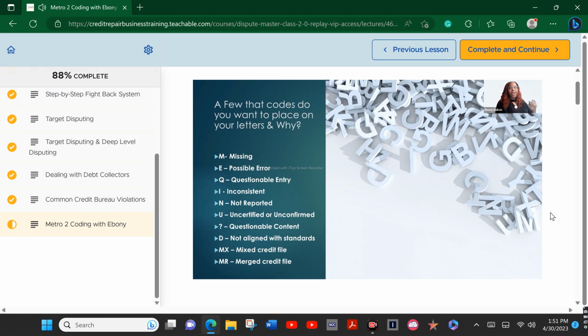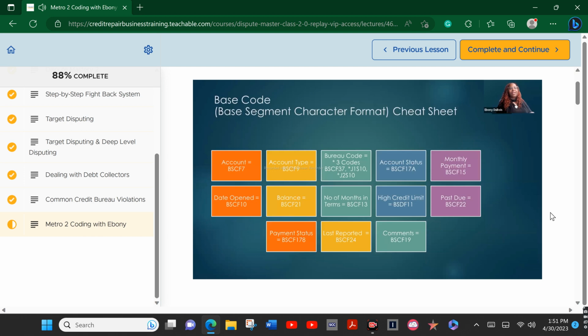I just want to point out, these are things that you can put on your actual credit report yourself. You can put them in your credit report yourself if you want to. I'll show you. First, let's talk about base codes.